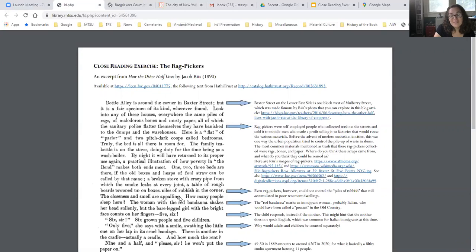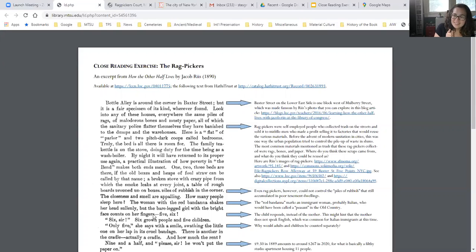So Riis is very clearly trying to make this as vivid as he can for his readers. "How many people sleep here? The woman with the red bandana shakes her head sullenly, but the bare-legged girl with the bright face counts on her fingers. 5, 6." So the red bandana marks an immigrant woman, probably Italian, who would have been considered a peasant in the old country.